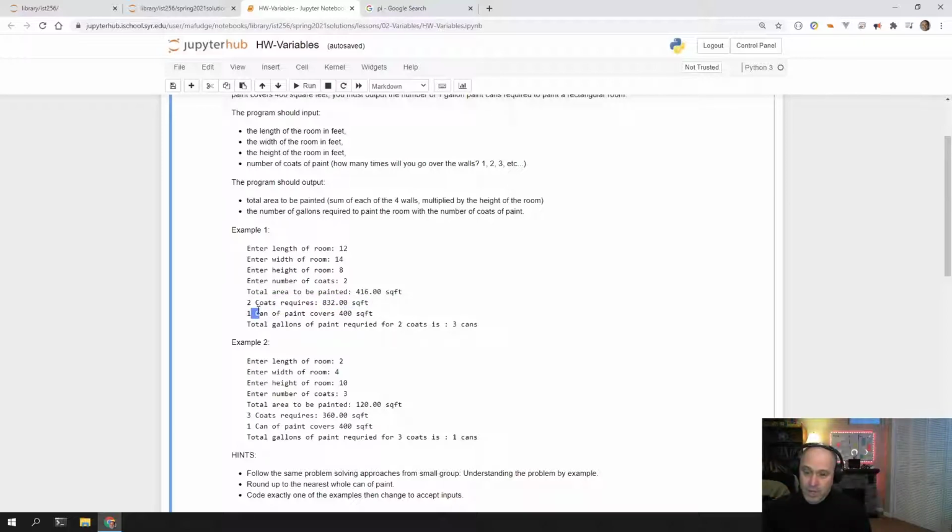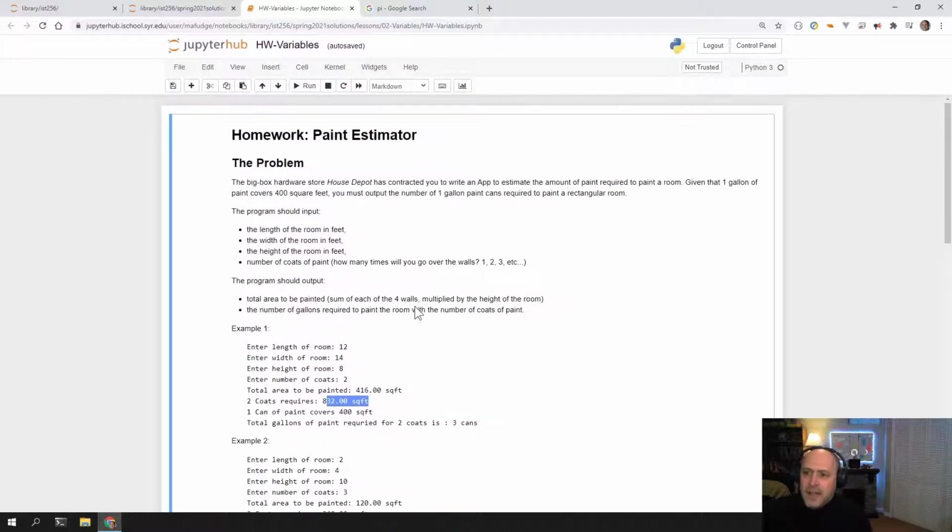But a can of paint only covers 400 square feet. So you're going to need 3 cans of paint to do that. Right? You're going to need 1, 2, and then a little extra because it's 832 square feet. So you're not going to use up a lot of that 3rd can, but you can't buy a small can. You can only buy gallon cans in this example. So that really helps you sort of understand the problem.